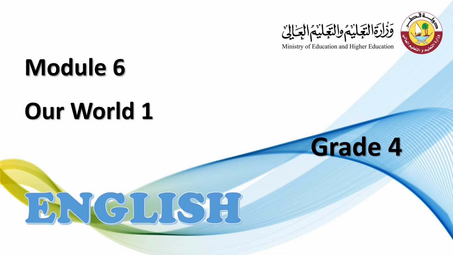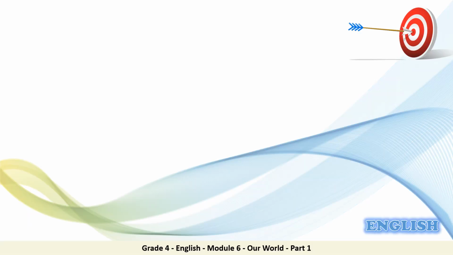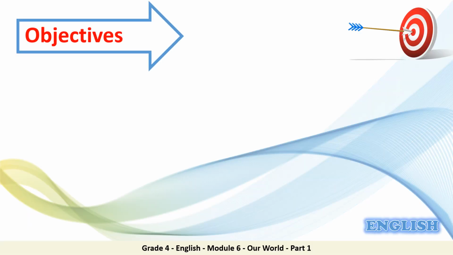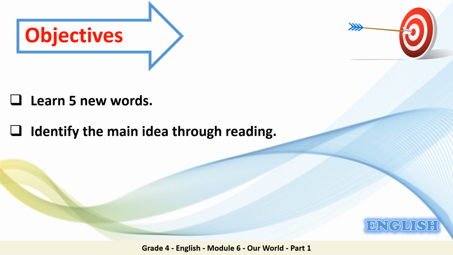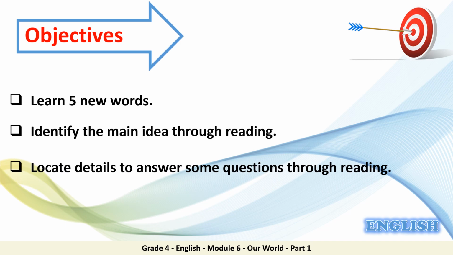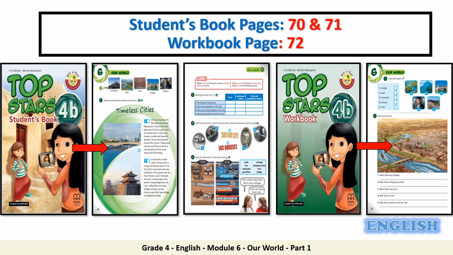Welcome back. Our lesson for today is Module 6, Our World, Part 1. Let's get started. By the end of this lesson, you will be able to learn 5 new words, identify the main idea through reading, and locate details to answer some questions through reading. To find this lesson, you need to open your student's book, pages 70 and 71. Don't forget your workbook too, page 72.